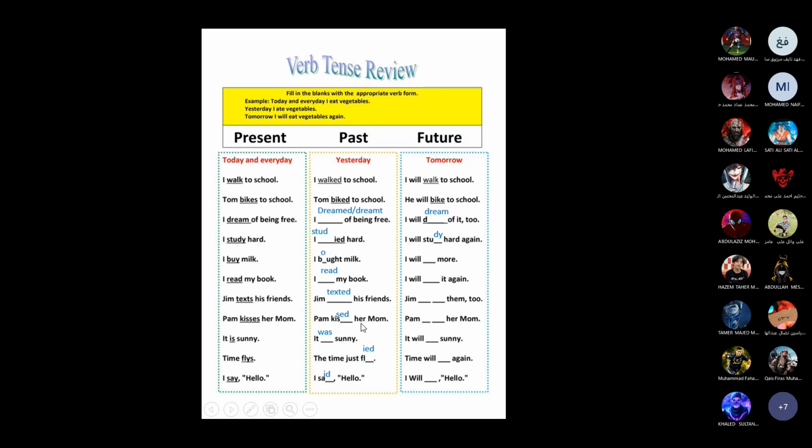If you want to change it to the future, you have to know the base form of the verb without endings. So it will be kiss, K-I-S-S. So Pom will kiss her mom.